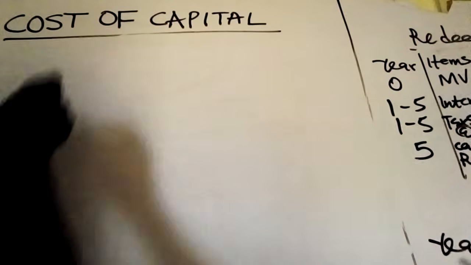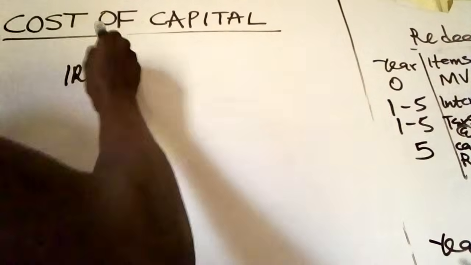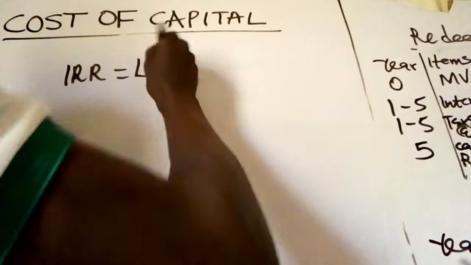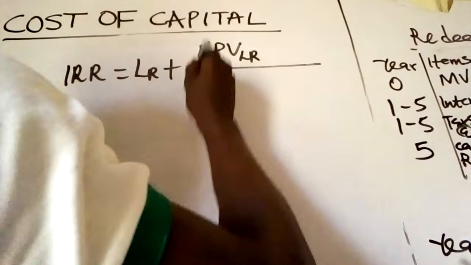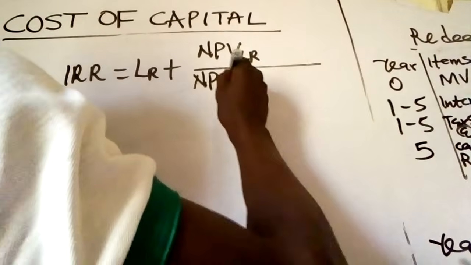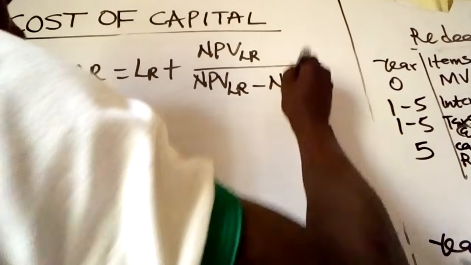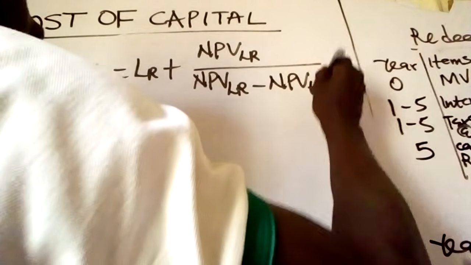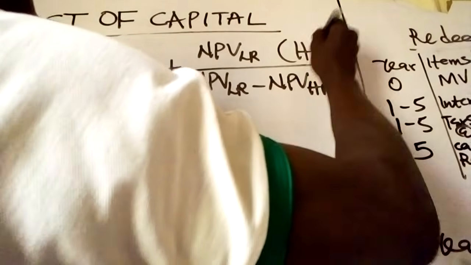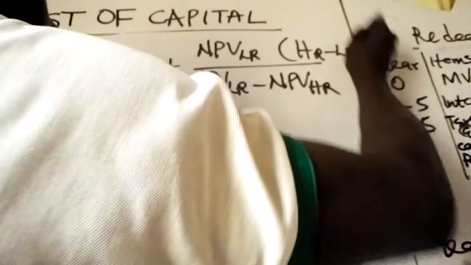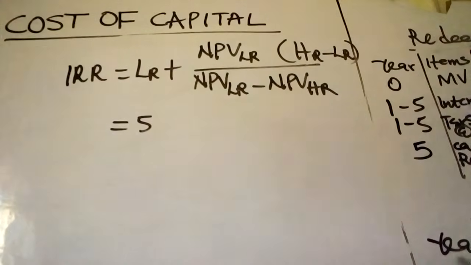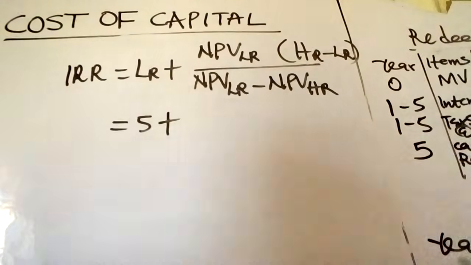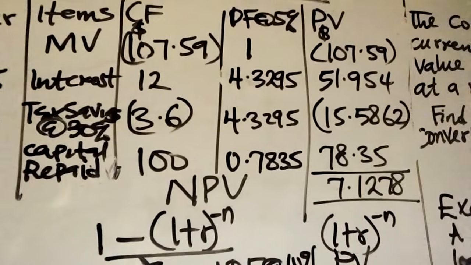So IRR, the formula is lower rate plus the net present value at the lower rate over the net present value at the lower rate minus net present value at higher rate. Then we multiply by higher rate minus lower rate. The lower rate we have used is 5%. 5% plus the net present value at 5%. We have 7.1278.